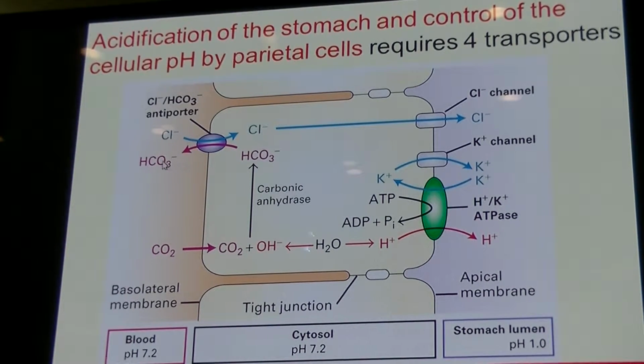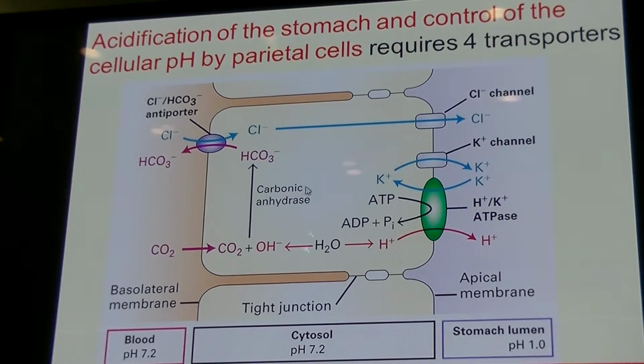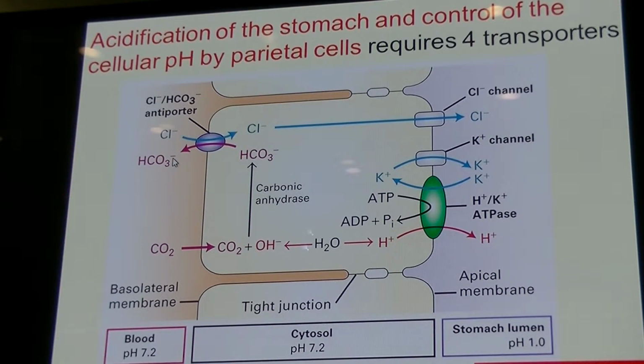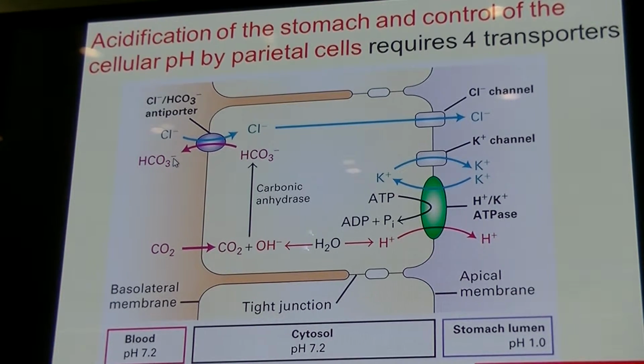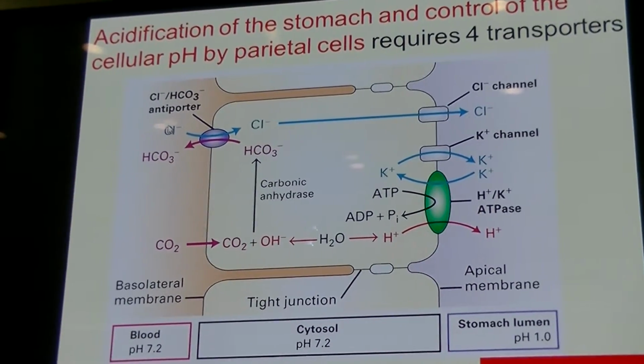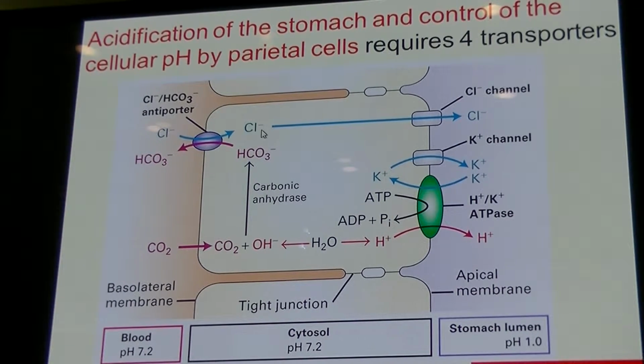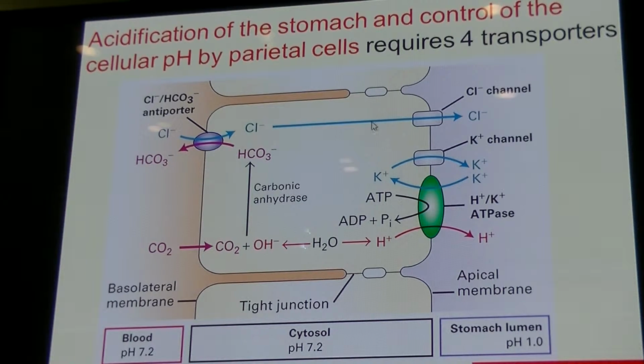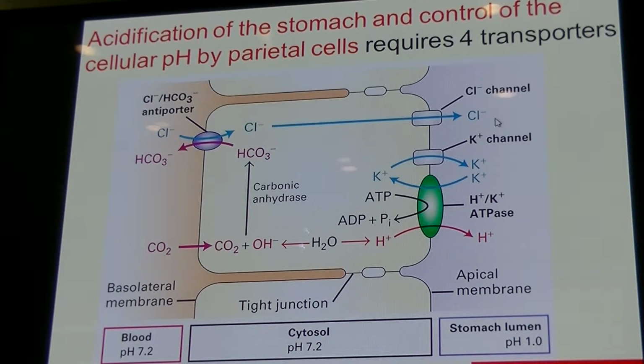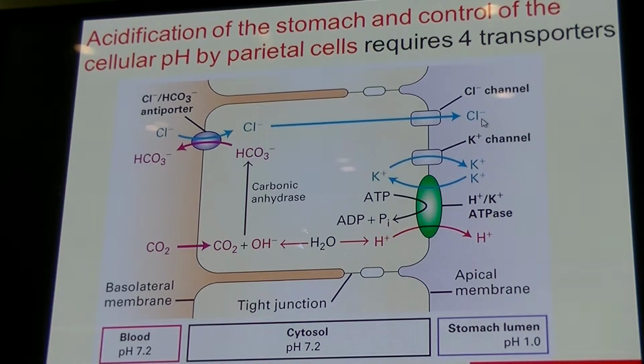Bicarbonate then has to be removed, so to get rid of the hydroxide ions, right? That bicarbonate is removed, and that removal is by an antiporter. That antiporter is in exchange with chloride. So chloride moves here down gradient into the cell, and chloride then would accumulate in the cell. We can't have that, so there has to be a channel so it gets out, and chloride is getting out, and that movement is strongly favored by the membrane potential.